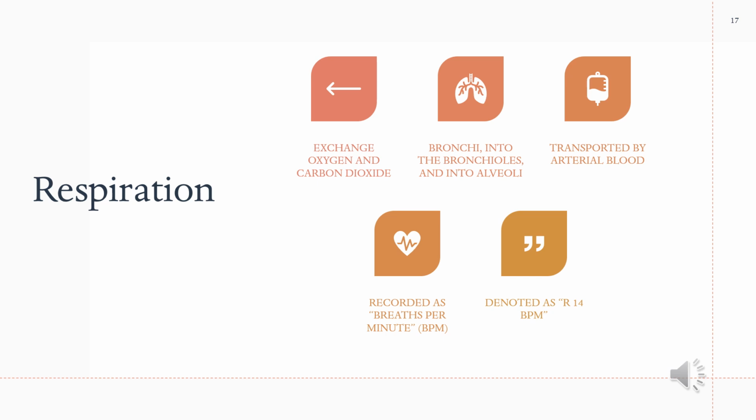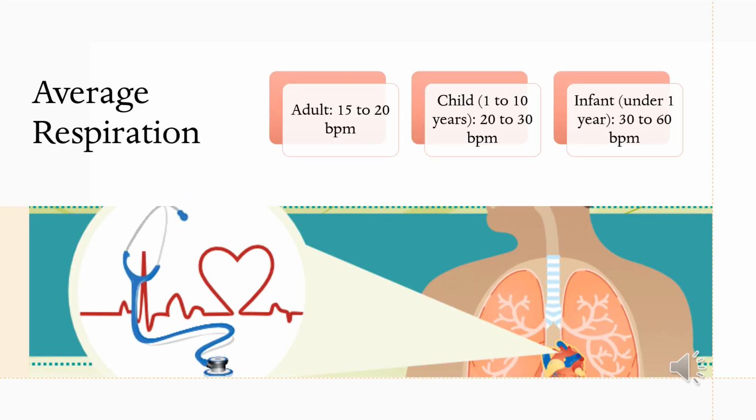Respiratory rate is recorded as breaths per minute, and an R is put in front of the notation so as to not be confused with pulse that is recorded in beats per minute using the same abbreviation. Average respiratory rates for an adult are 15 to 20 BPM, children ages 1 to 10, 20 to 30 BPM, and infants under the age of 1, 30 to 60 BPM.